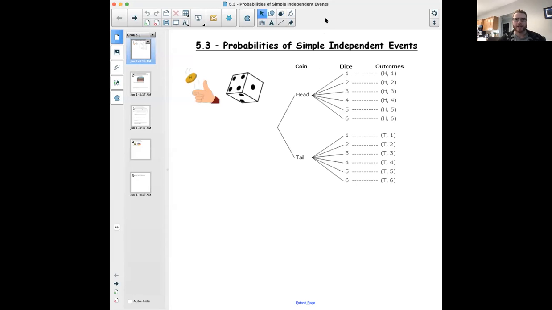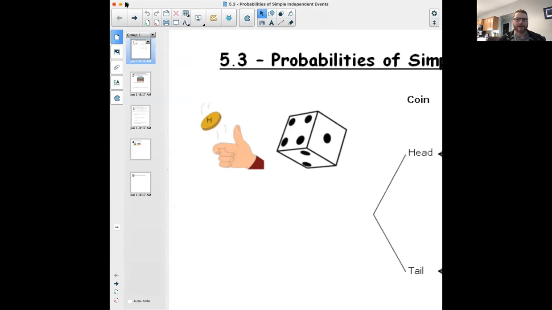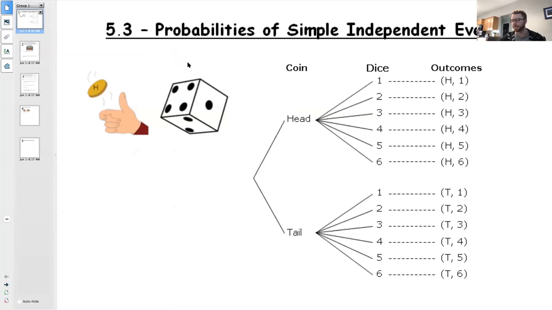All right, for today's video lesson, we're going to be working on finding probabilities of simple independent events. We can use diagrams and tables to help us organize all of the possible outcomes, depending on what kind of events we're looking at.